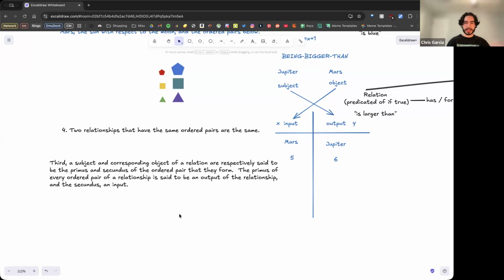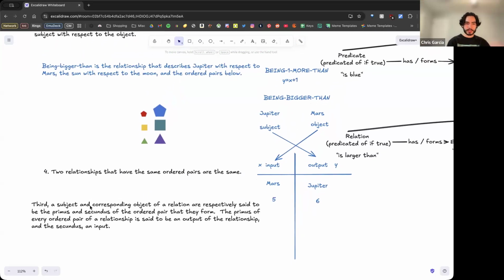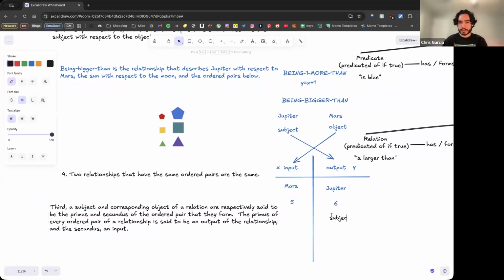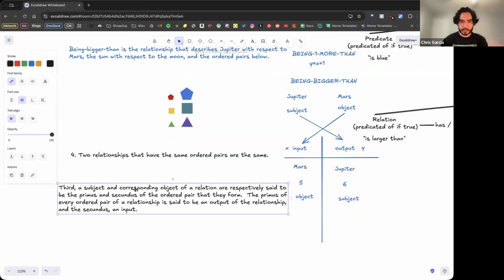So this is exactly what we were talking about here. We have the subject, which we'll go back to Mars here. I'm going to write it down again for my own sake. I struggle with this. You should see my notebook. I've got it written like 6 times on the 2 sides of the table to keep them straight. Subject. So a subject and corresponding object of a relation are respectively said to be the primus. So the subject is the primus, and then the object, the secundus, of the ordered pair that they form. So like Mars, Jupiter, 5, 6, which I guess would actually be Jupiter, Mars, 6, 5.